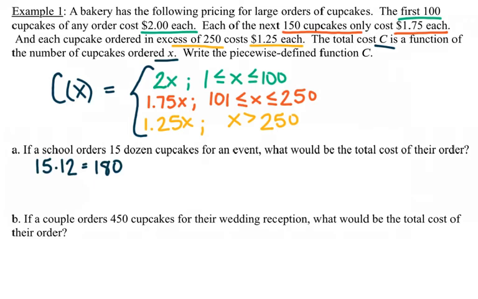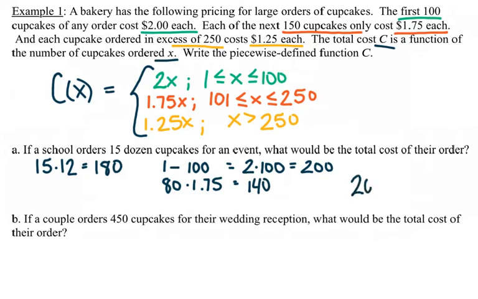Okay, so if you have 15 dozen cupcakes, you have 180 cupcakes. So for the first 100, so from 1 to 100, we're paying $2 each. So I have 100 cupcakes at $2 each, that's $200. After that, I have 80 cupcakes left over, and those are $1.75 each. So if I do 80 times $1.75, I get $140. So I paid $200 for the first 100, and then I have to pay $140 for the next 80, so that gives me $340.